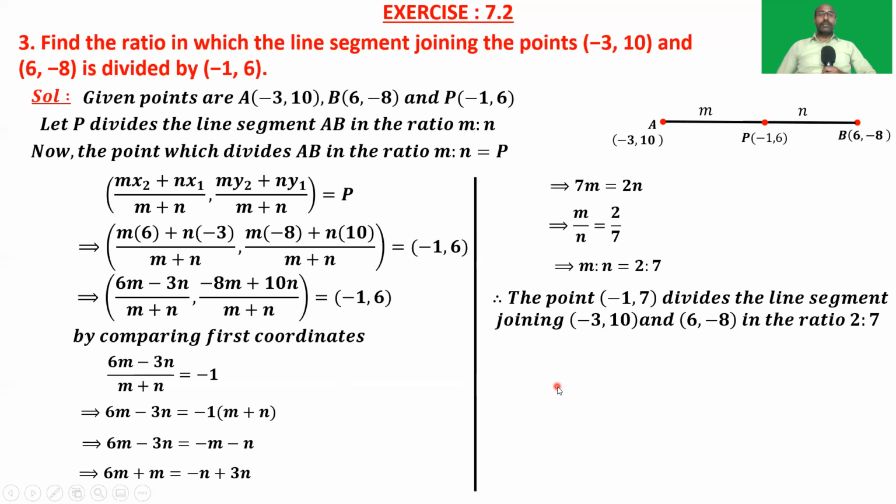Now, next problem. If 1 comma 2, 4 comma y, x comma 6 and 3 comma 5 are the vertices of a parallelogram taken in order, find x and y. So here it is given that these 4 points are the vertices of a parallelogram. So we have to find the values of x and y here.